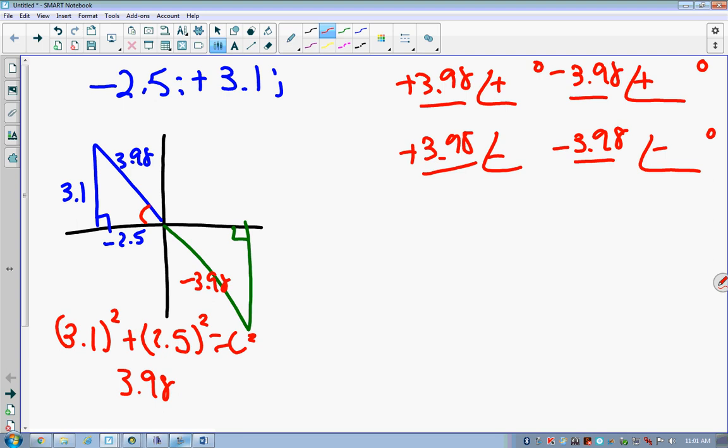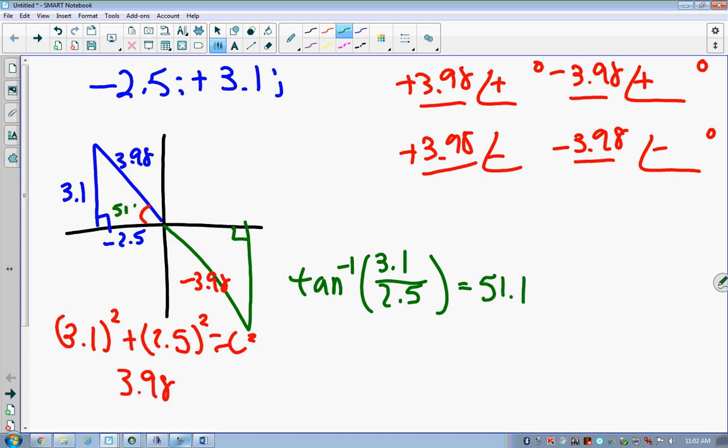The next thing on the list is getting this degree. I should be using inverse tangent, correct? Inverse tangent of 3.1 over 2.5. Opposite over adjacent. Opposite of the reference angle is 3.1. Adjacent to it is 2.5. We won't use negative 2.5 because it doesn't know which quadrant we're in. We just need the degree measure. 51.1. So we're saying that this is 51.1 degrees, which means this is 51.1 degrees, correct?